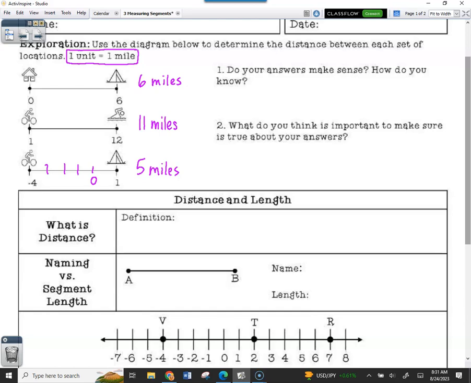What is distance? We're not highlighting this because distance, you should already know it. It's not a new vocab word. I want to highlight new stuff. Distance is the absolute value of the difference between points.